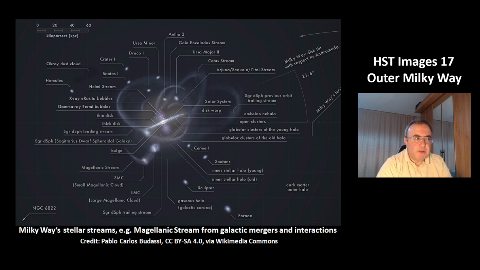This is a nice picture of the stellar streams in the Milky Way Galaxy. This is the disk of the Milky Way Galaxy. It has a size of 100,000 light years. For example, this big stream has at least a size of 200,000 light years. Another example is the Magellanic Stream that comes from the interaction of the Small Magellanic Cloud with the Large Magellanic Cloud. These streams are produced by galactic mergers and interactions of galaxies.